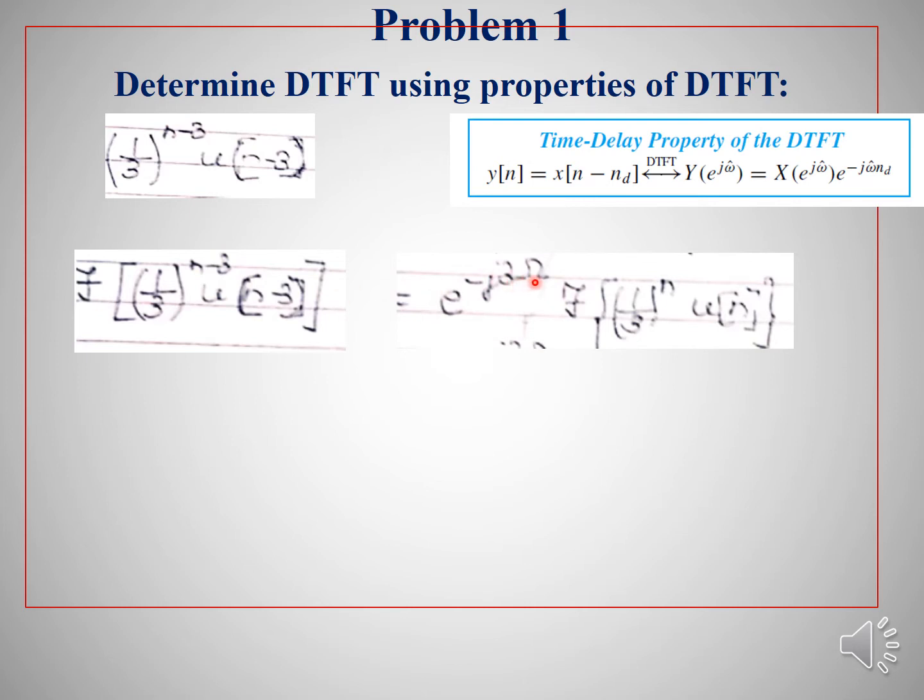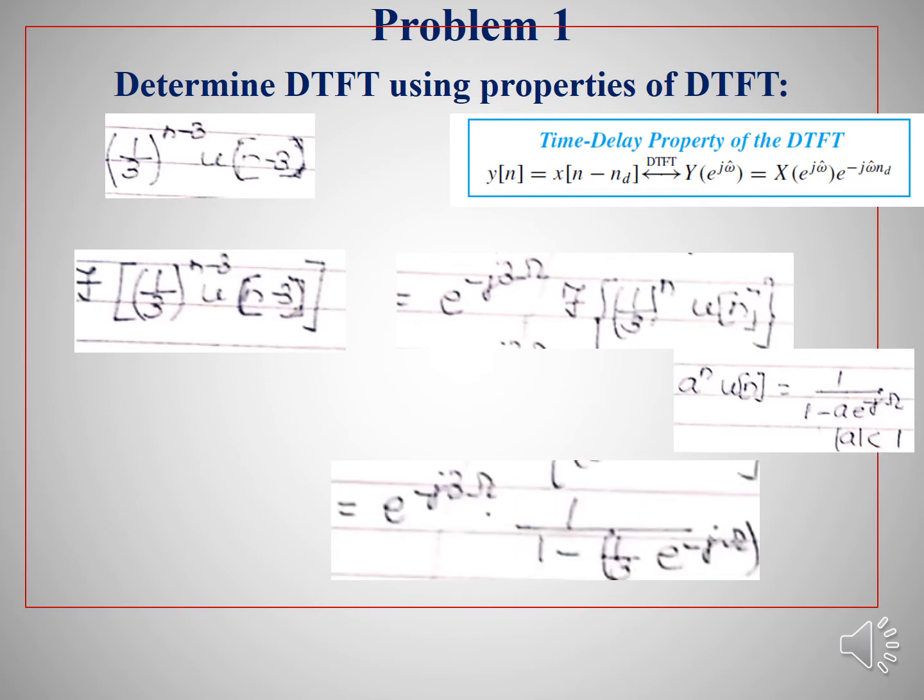e^(-j3ω), equivalent to e^(-j nd ω) where nd is 3 as mentioned before, and the Fourier equivalent of (1/3)^n u[n]. The Fourier equivalent of such a function, a^n u[n], is given by 1 divided by 1 minus a e^(-jω), where modulus of a is less than 1. Hence, the solution would be e^(-j3ω) into 1 divided by 1 minus (1/3) e^(-jω), for the problem (1/3)^(n-3) u[n-3].